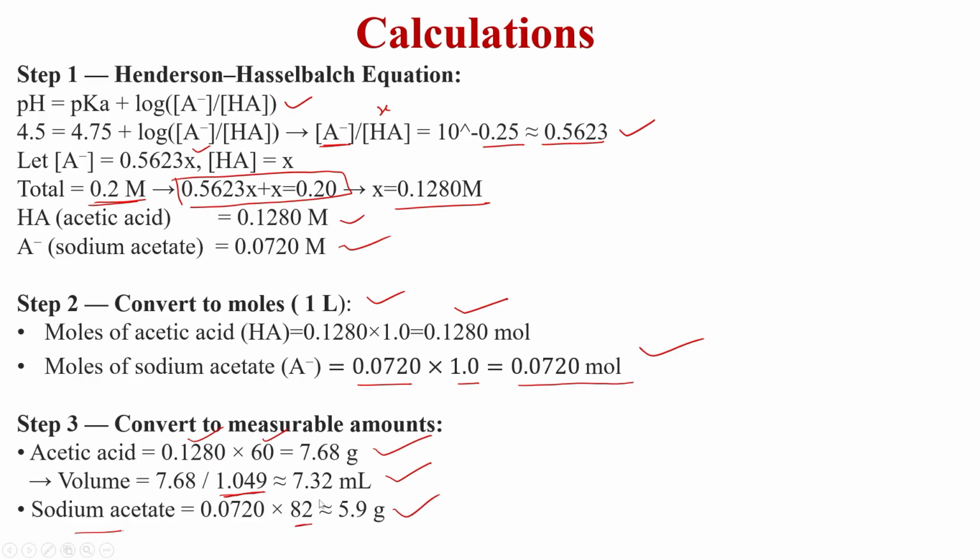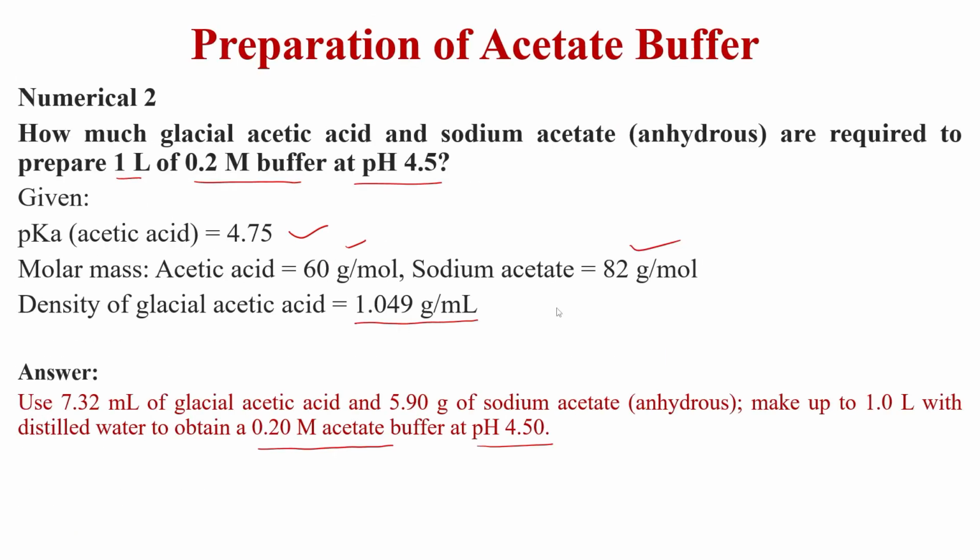So what answer we have got? 5.9 gram of sodium acetate and 7.3 ml of acetic acid, make up the volume to 1 liter, and you will have the acetate buffer of pH 4.5. So here it's written, use 7.32 ml of glacial acetic acid and 5.9 gram of sodium acetate, make up the volume to 1 liter with distilled water to obtain a 0.2 molar acetate buffer at pH 4.5.